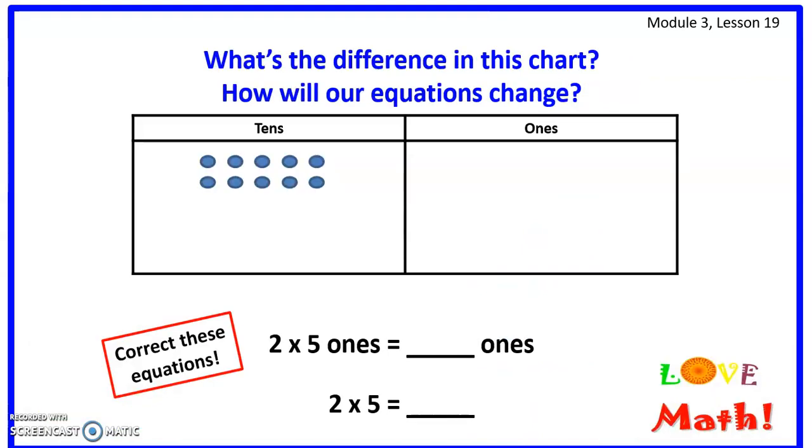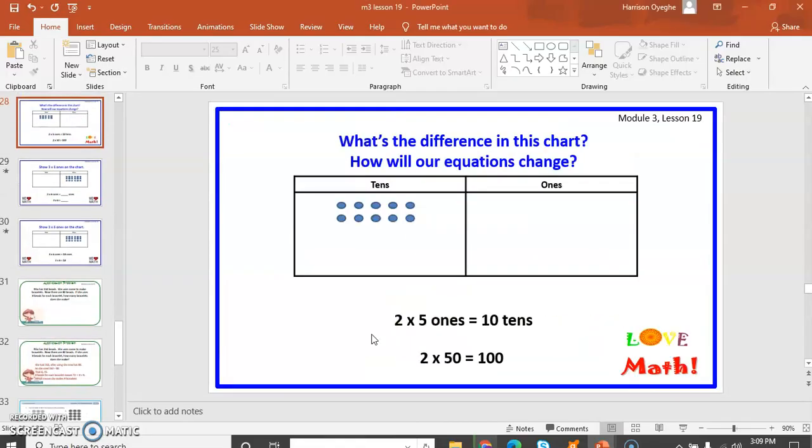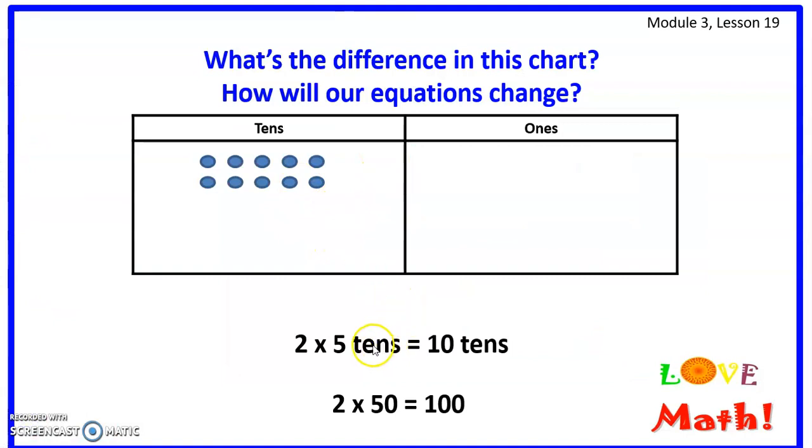Next, 2 times 5. Let's correct this. The question is saying, correct these equations. 2 times 5 ones equals dash. Now remember, this is the ones place value, but this is the tens place value. Let's do some correction. So this is 2 times 5 tens, which is 10 tens, and this is 2 times 50. Remember, 5 tens is 50, right? So 2 times 50 is 100.